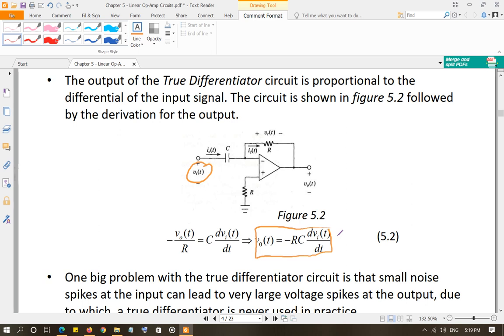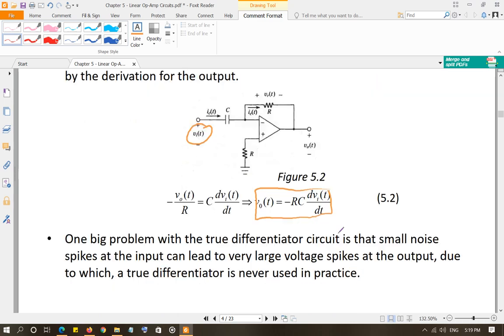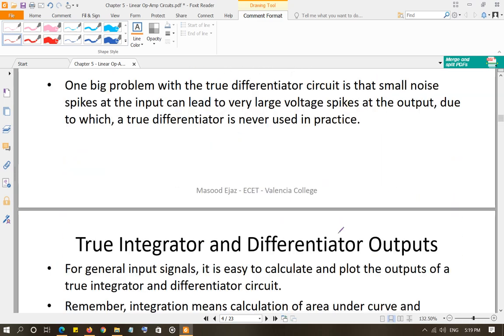As the frequency increases, the gain of this circuit will increase, as you will see shortly when we do the AC analysis, and you will have even more spikes when you have higher gain of the circuit, that is at higher frequencies. So that's another problem with this circuit.